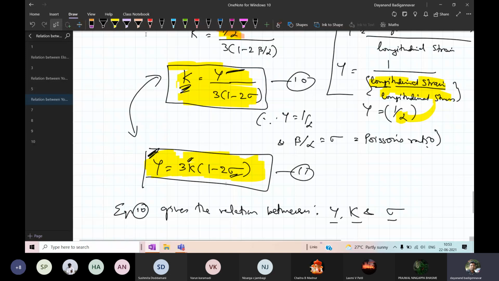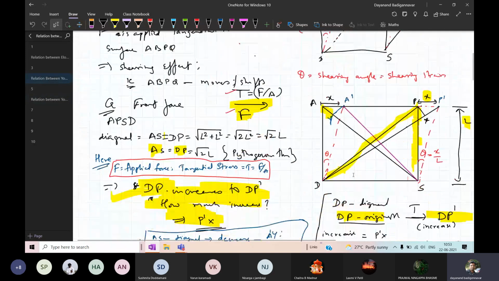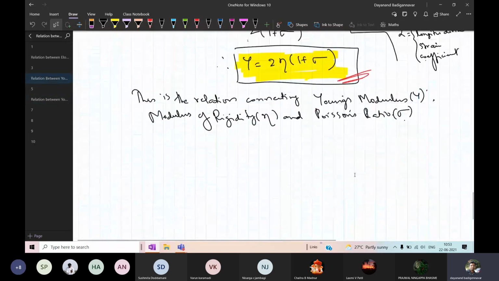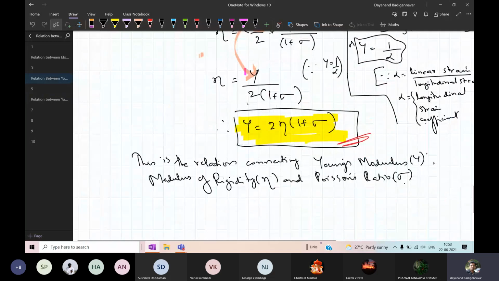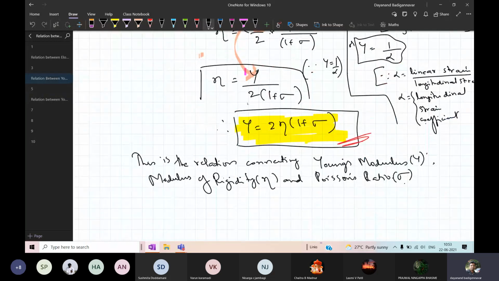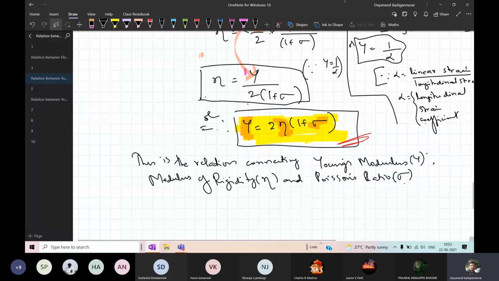In the earlier class we discussed one more relation, the relation between the Young's modulus, the modulus of rigidity and the Poisson's ratio. This is the equation you have, or you can take this equation. So it gives you a relation between the Young's modulus, the modulus of rigidity and the Poisson's ratio.